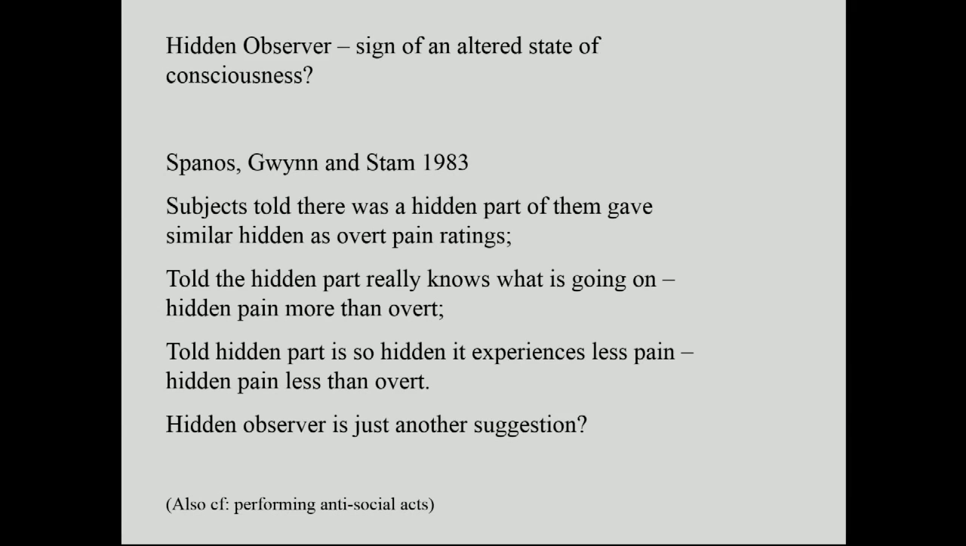And the way he illustrated the usefulness of that way of thinking is to tell people there was a hidden part of them that really knows what's going on. The hidden pain is more than the overt pain, that's what Hilgard had. But he said there's a hidden part of them that is so hidden that it experiences even less pain. And indeed, when he suggested that, that's what he obtained. Then when he put the hand on the shoulder and spoke to the hidden part of the person, the hidden part experienced even less pain. So the hidden observer is just another suggestion, according to Spanos, not a sign of an altered state of consciousness.